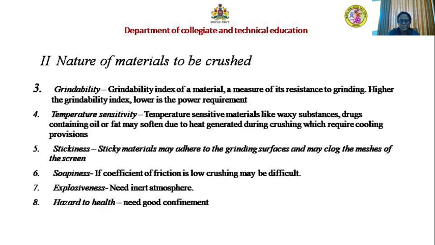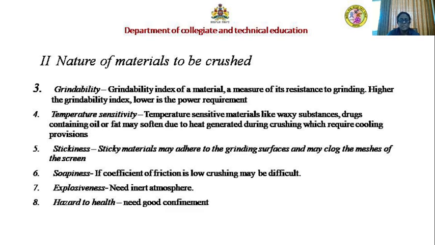Then soapiness. Soapiness is a characteristic that depends on the coefficient of friction. If the material is very soapy in nature, then its coefficient of friction will be very low. That material usually will be slippery so that the impact or whatever force is applied may not reach the material. That also causes certain kinds of problems during operation, which you need to take care of before you start the operation.